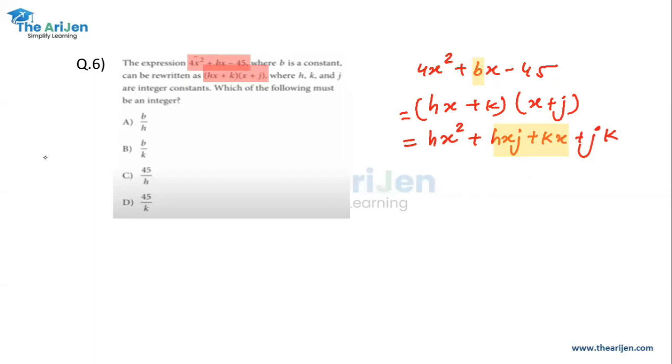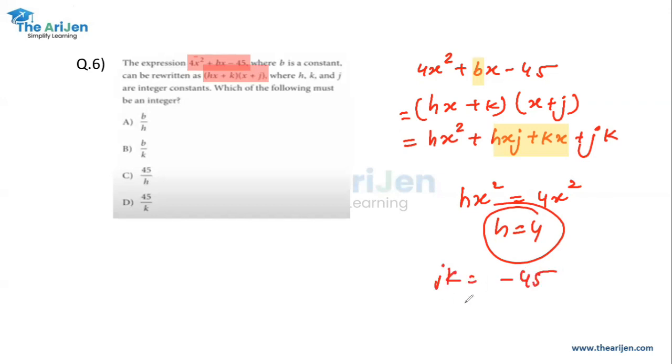I am equating hx square and 4x square. So from here I will have h as 4, and from this jk I am having minus 45. Now what combination can give me minus 45? Either minus 9 and 5, or 3 and minus 15, or negative 3 and 15, and also 1 and minus 45. These values will give me the combination of minus 45.